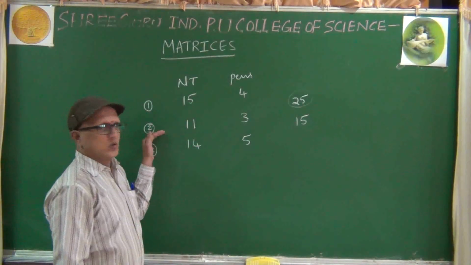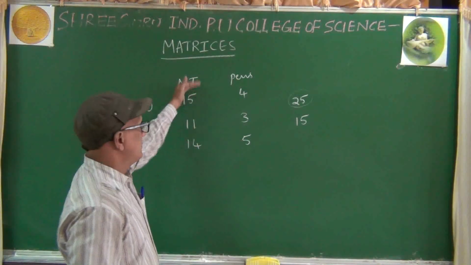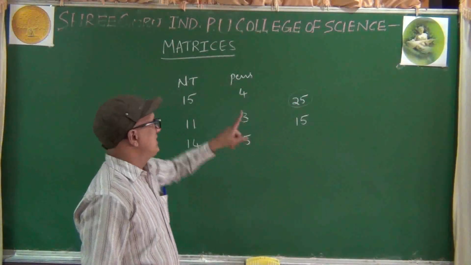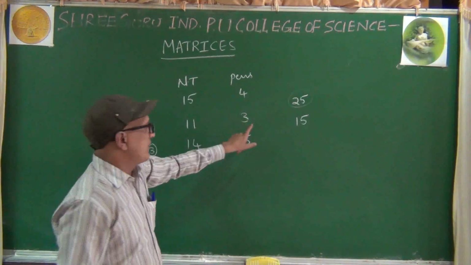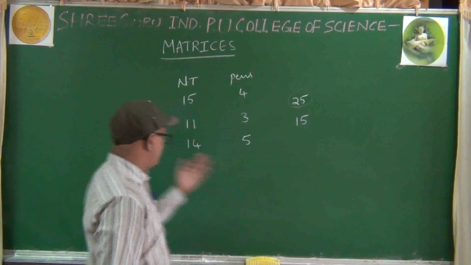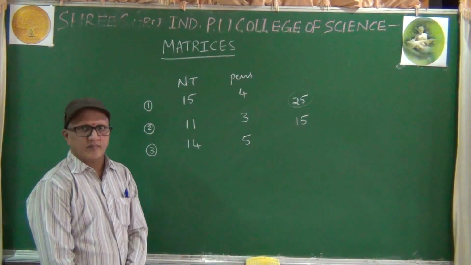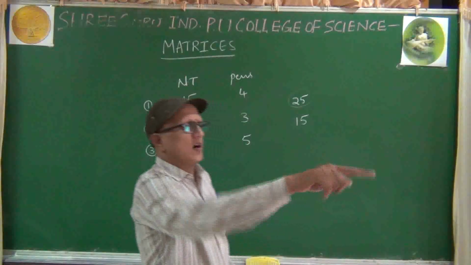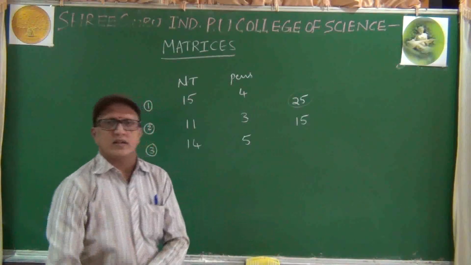Same like that, roll number 2 bought 11 notebooks, each 25 rupees, so 11 into 25, plus 3 pens, 3 into 15. That is the total amount. Same for roll number 3 also. So I want the total bill at a time. Roll number 1, how much amount? Roll number 2? Roll number 3, roll number 4?